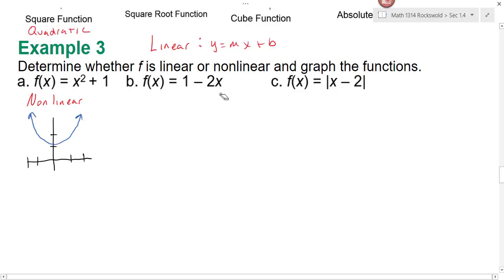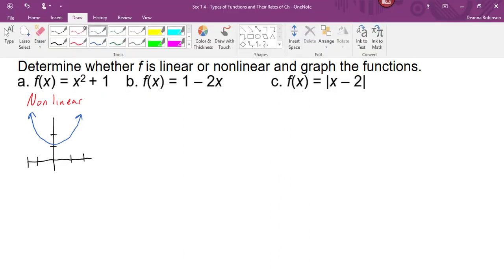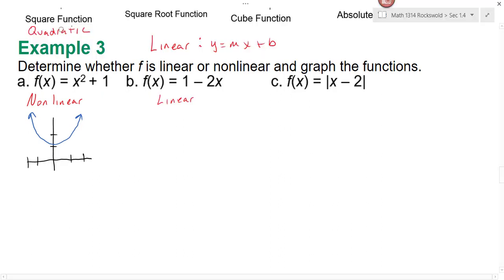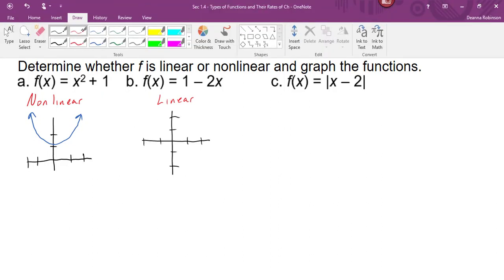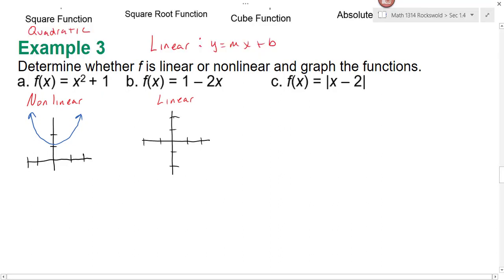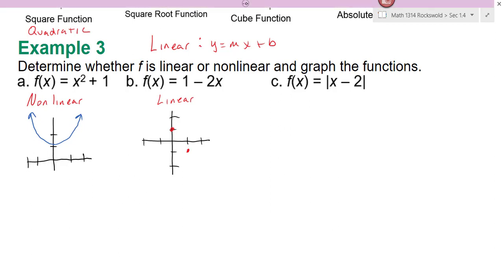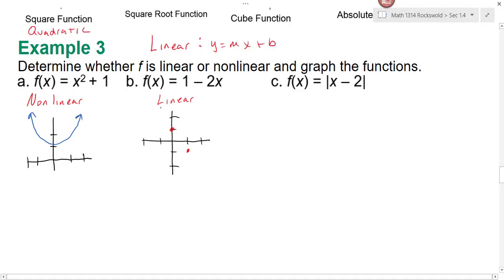F of x equals 1 minus 2x. Is this one linear? Let's sketch the graph of it right fast. What's our y-intercept going to be? We only need 2 points in order to sketch the graph of a line. So we have a y-intercept at 1, and what's our slope? To get another point, I'm going to go down 2 and right 1. And that gives me 2 points from my y-intercept and my slope, and then we just sketch that in using a straight line.